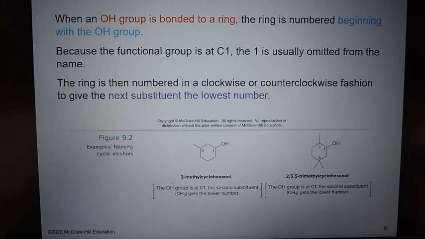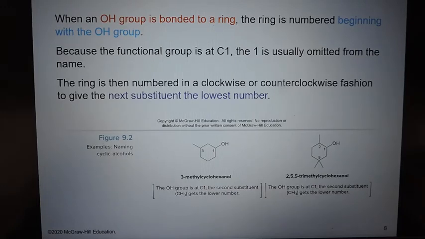So those are the names for the alcohols that are straight chain carbon atoms. What if the hydroxy group is attached to a ring? I have shown a couple of rings, and the strategy here is that the hydroxy group is bonded to the ring, and therefore the hydroxy group is considered to be attached to carbon number 1, and we don't usually say number 1.